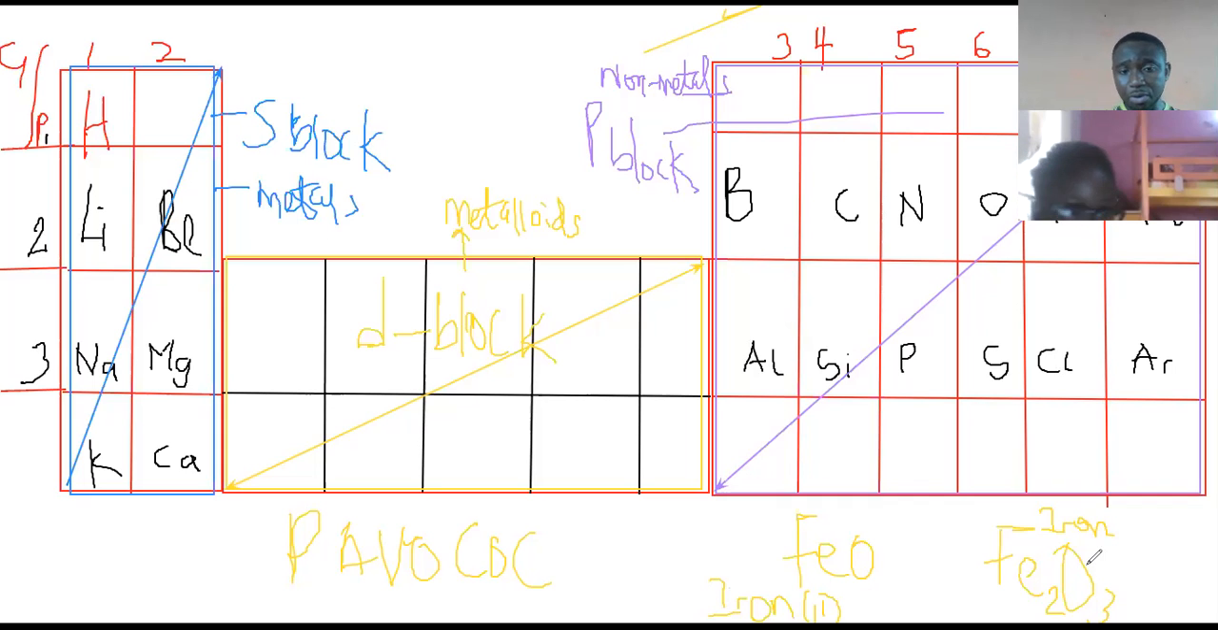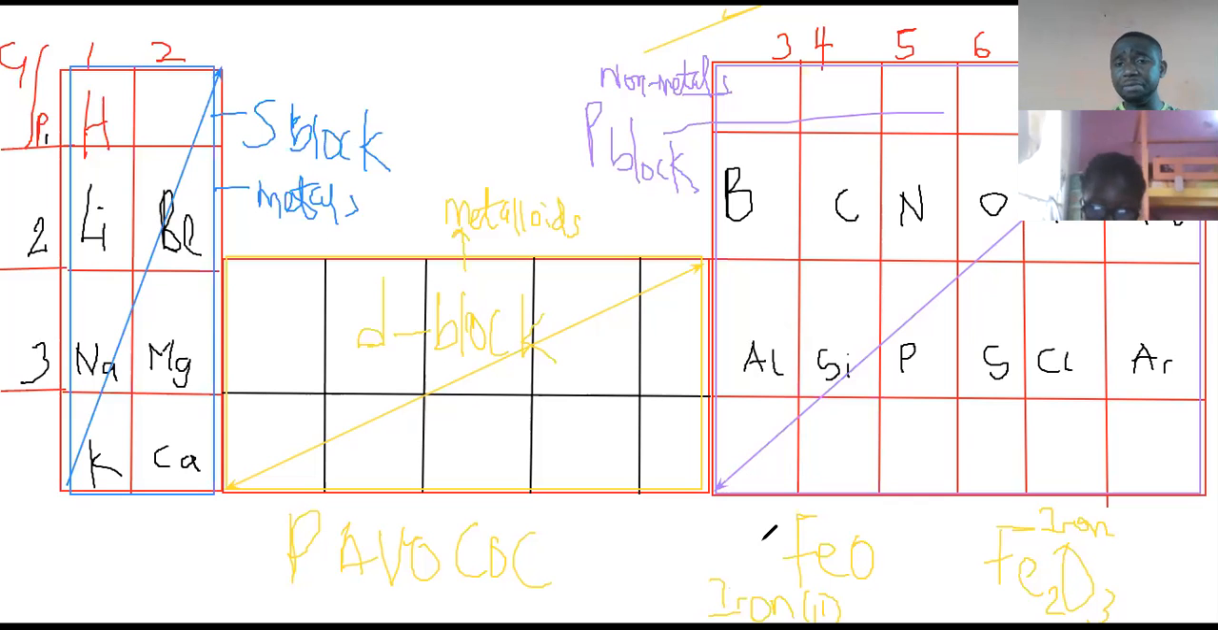All right. So one of the properties of this p block element is that they have variable oxidation states. Iron can exist as iron 2. Iron can also exist as iron 3. All right. Now, why is this possible? Why do they have variable oxidation states?